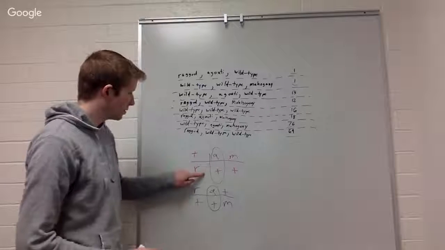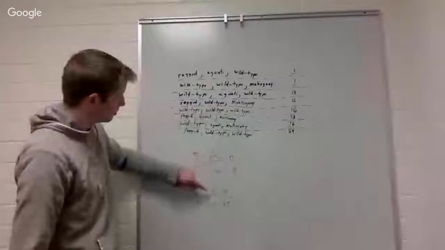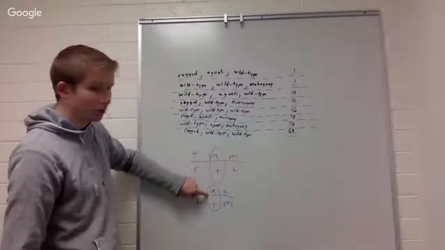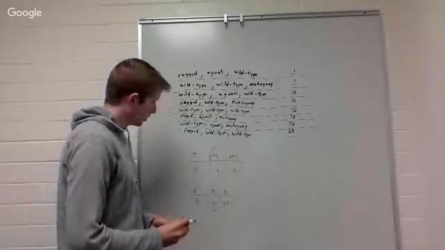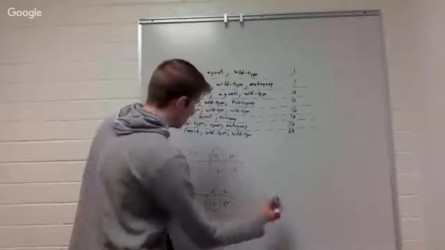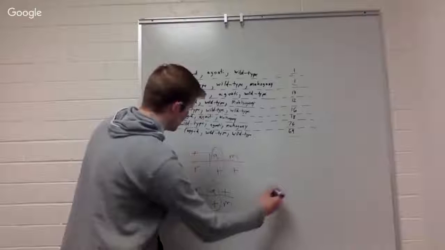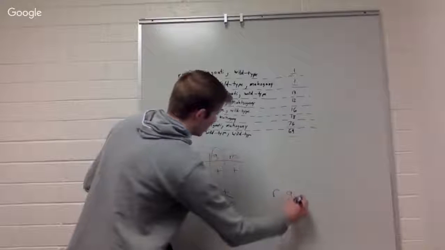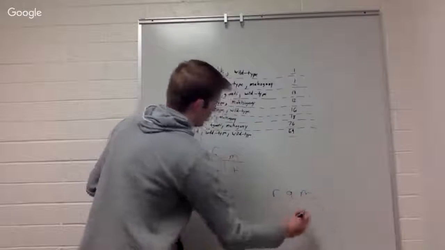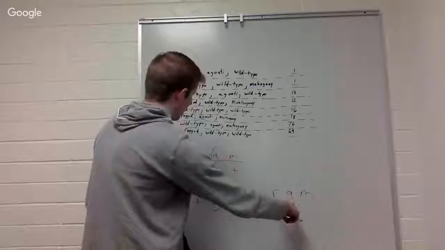And so because we have this, we know that agouti is in the middle. And so it doesn't matter which way the order goes, but it'd be either rugged, agouti, mahogany, or it could be mahogany, agouti, rugged.